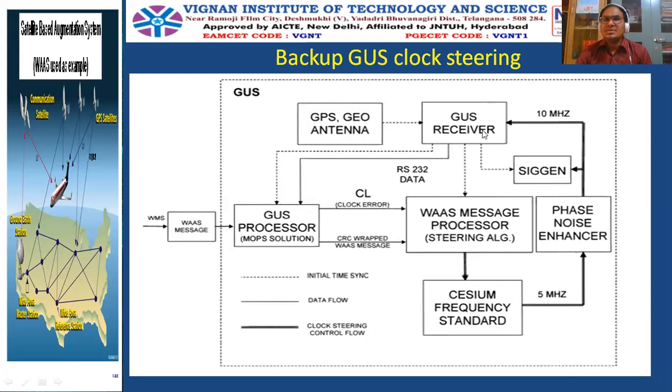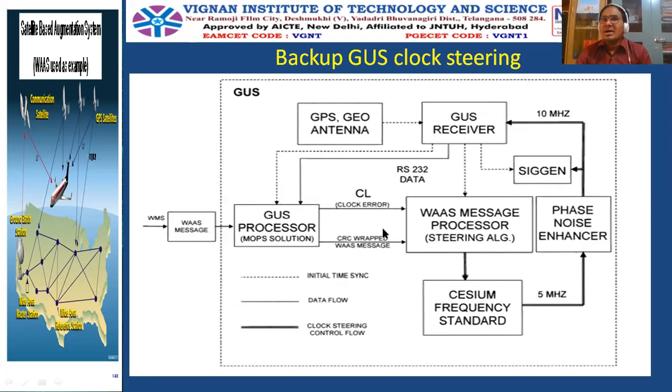Okay, and the GUS receiver will make the necessary corrections and will provide it to the WAAS message processor. The GUS receiver will take the inputs from the antenna of the GPS and GEO. Both data should be taken as inputs by the GUS receiver, so it will take the data from the antenna of the GPS receiver as well as the geosatellite receiver, and the data will be sent to the GUS processor. Any corrections will be processed here by the GUS processor, which will produce the two types of errors that are sent to the WAAS message processor, and the same process will be repeated.